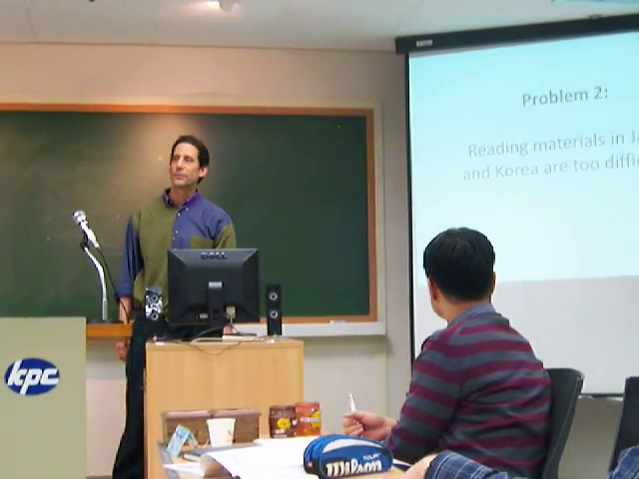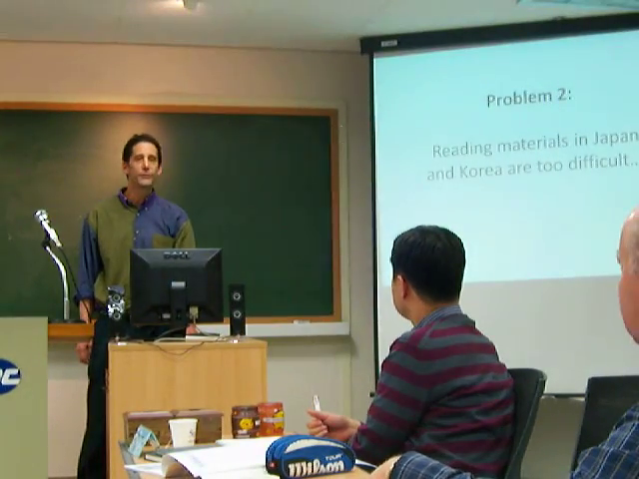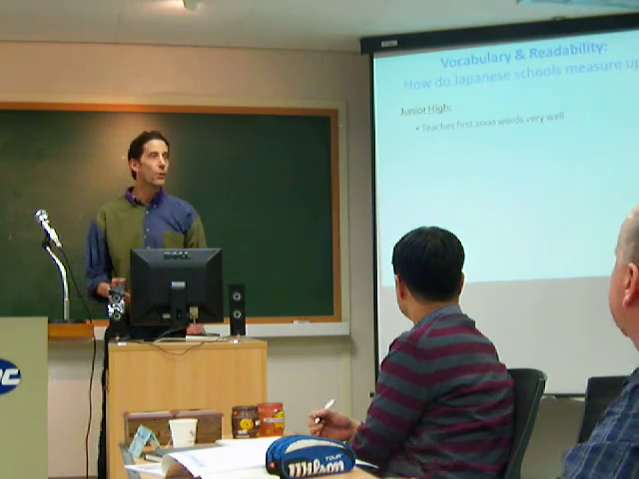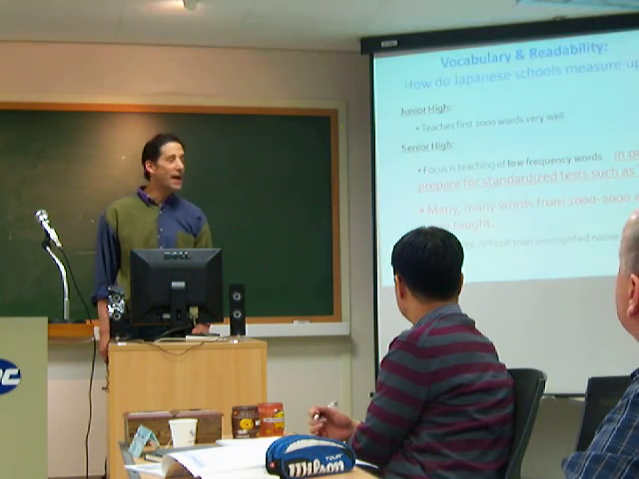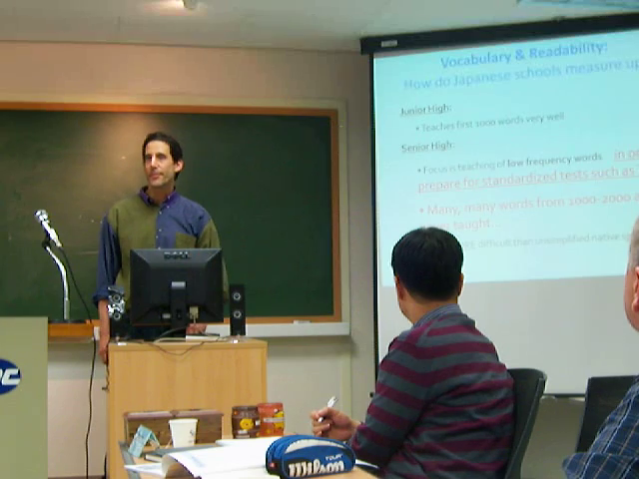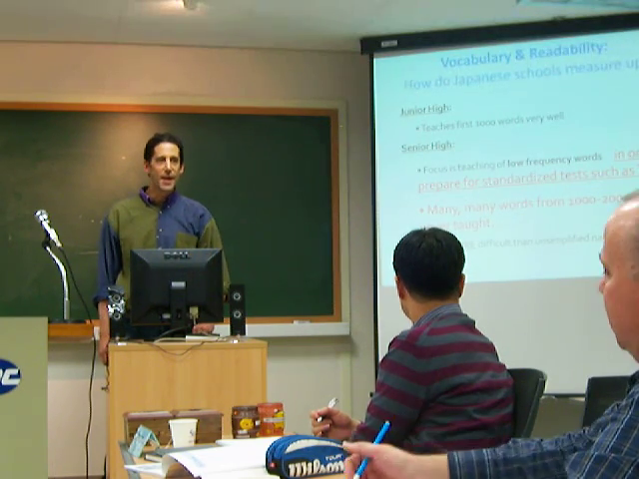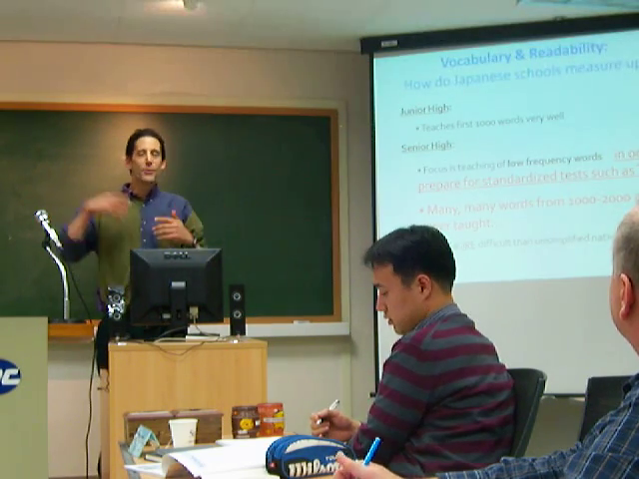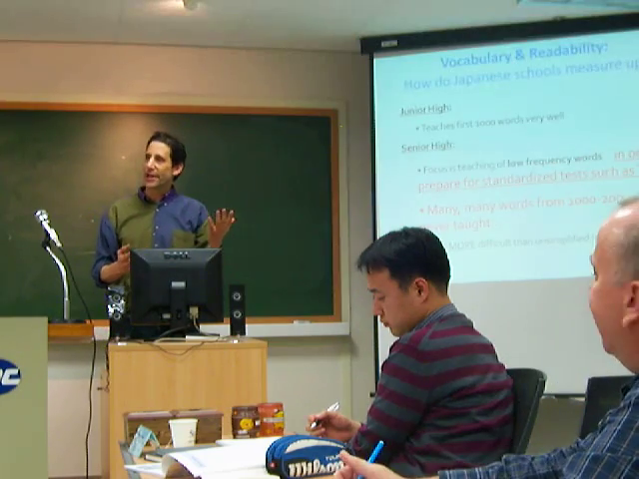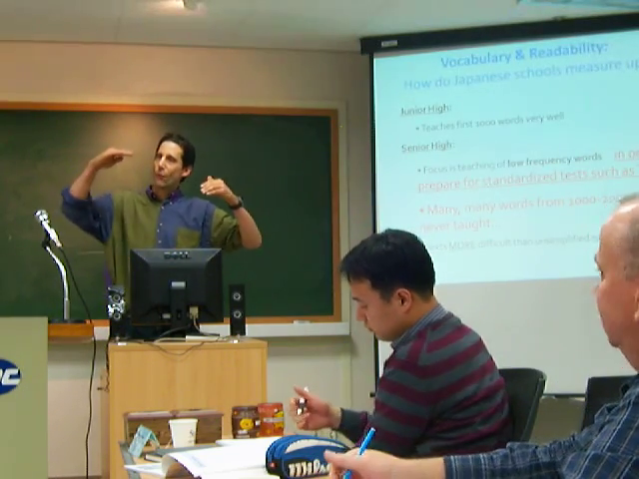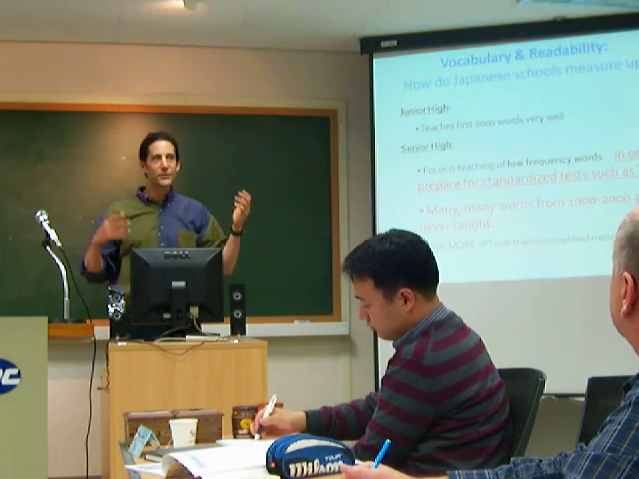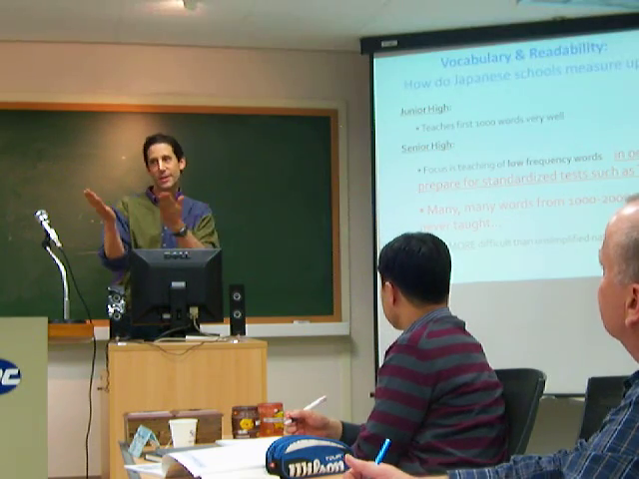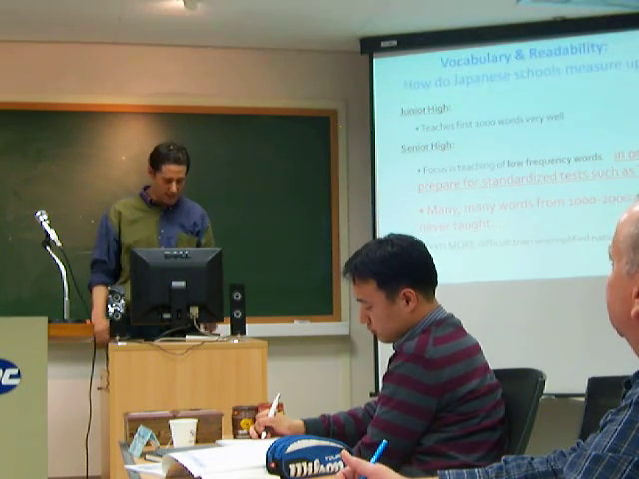Now the problem is that reading materials in Korea and Japan are too difficult. And let's talk about why. They teach the first 1,000 words quite well in middle school. But then, when they get to high school, they start preparing for the TOEIC and the TOEFL test. And in order to differentiate the students who know English really well, they test very difficult words. Students start studying words not in the top 2,000, but in the 4,000, 5,000, 10,000, 11,000, 20,000 range. And I see students studying these vocabulary books, which I'm sure some of you have studied, with really crazy words in them.